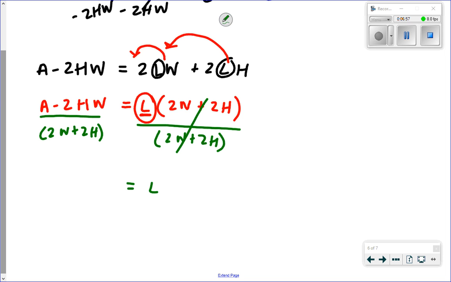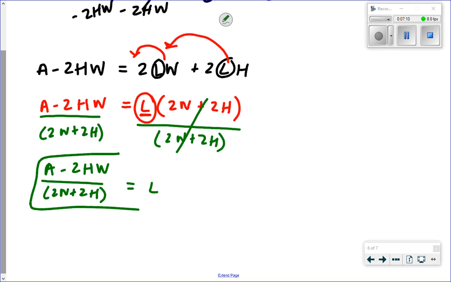And then for this one, I can't do any reducing because the 2W and 2H are locked in parentheses, so I'm just going to rewrite what I have. So L is by itself, and then on the left-hand side I have A minus 2HW over 2W plus 2H.